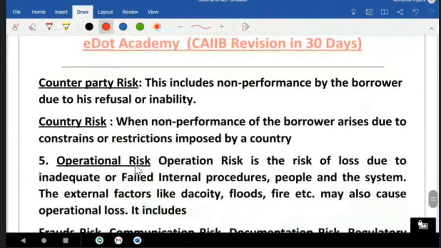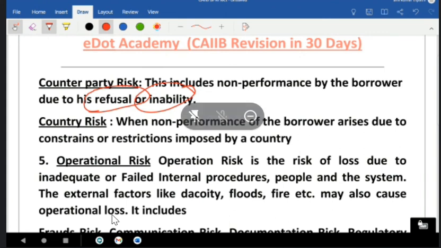Counterparty risk and country risk. Counterparty risk includes non-performance of the borrower due to refusal or inability. Sometimes they refuse, sometimes they don't have money, sometimes they have money but don't pay, sometimes they don't have money but they are willing to pay. Country risk is when non-performance of the borrower arises due to constraint or restriction imposed by the country. Some countries want to control their economic conditions, so they put some restrictions. Like China may say, I will not import sugar from India, because they want to control the market. So many conditions are there because of country risk.